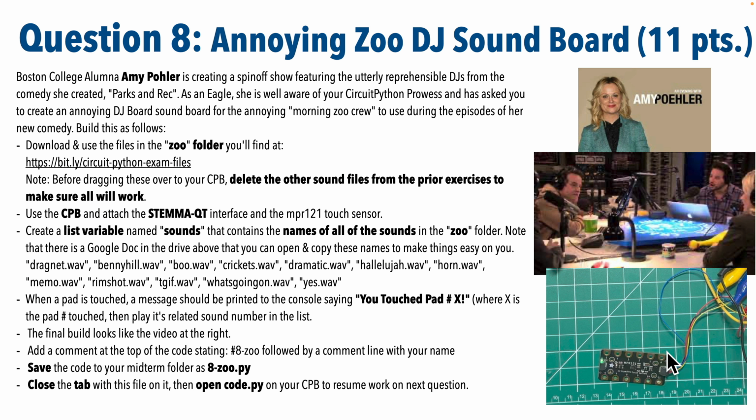And so the idea is if you press pad number 0, we're going to play 0, which is the Dragnet sound. Pad number 1 is going to play the Benny Hill sound, all the way to pad number 11, which is the 12th one. It's going to play Marv Albert saying yes when you press pad number 11, which is our 12th pad. And you also want to print out, you touched on pad such and such. You want to make sure that you do that. So this is what it should work like when it works.